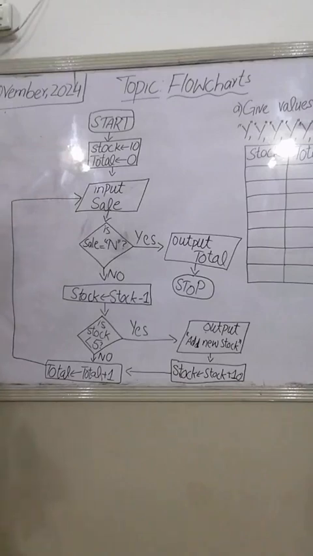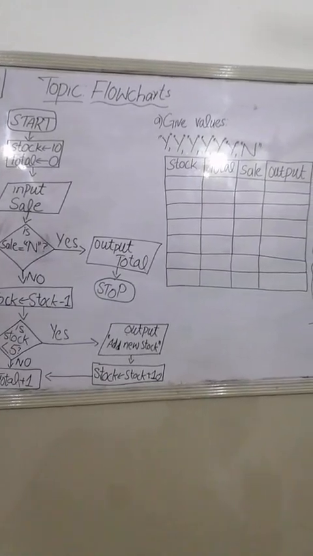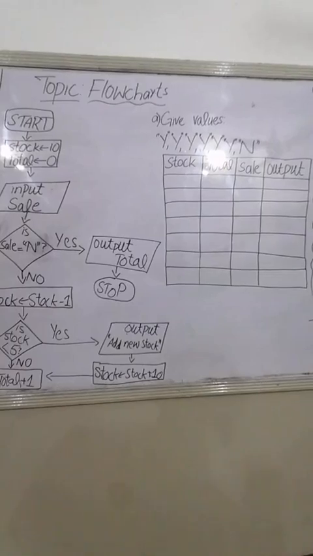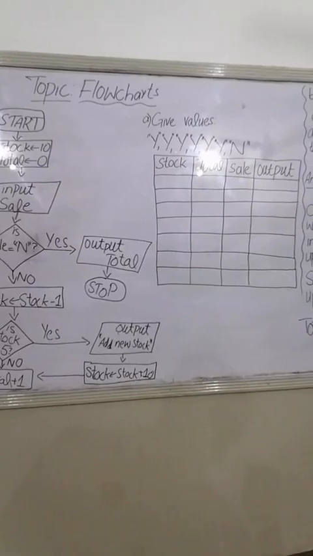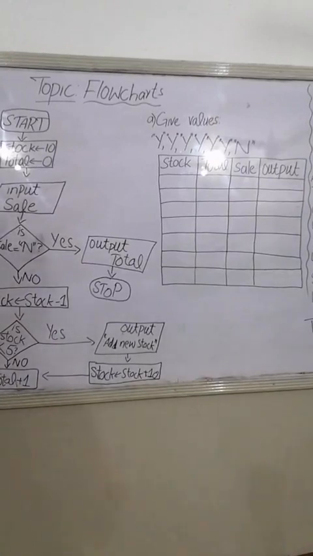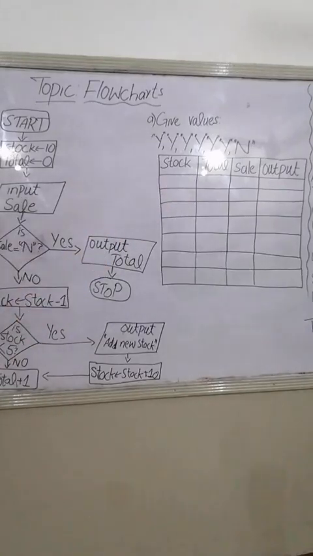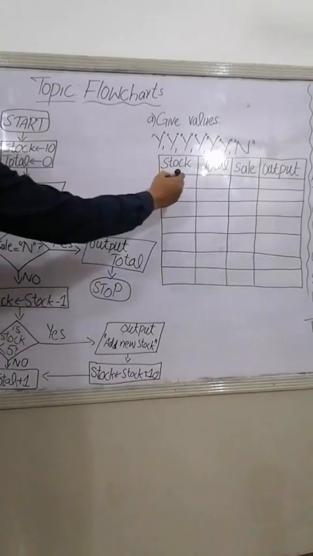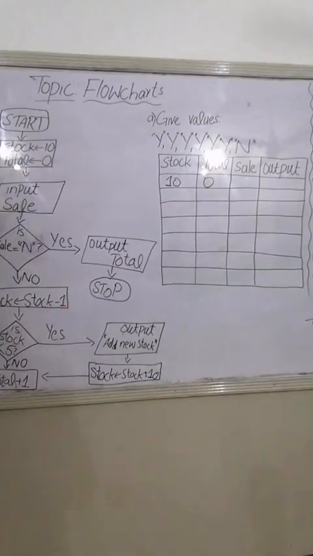So what we have to do is take the values given by the examiner, which you can see: some alphabets, Y and so on, and at the end one alphabet, that is N. First, how are we going to fill this trace table? We will write the value of stock and then total here. So at the beginning the value of stock here is 10 and total is 0, right?